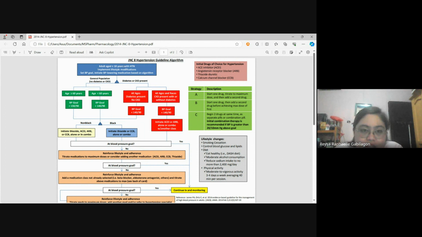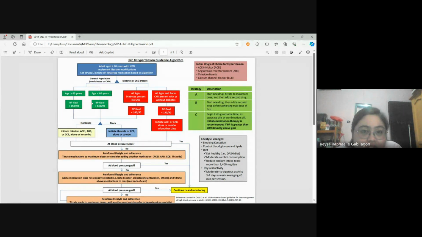So please take note here, number one, before we decide what medication are we going to give, implement lifestyle modification. And in this guideline, there will be setting of the BP or the blood pressure goals for our patient. So nahati ito sa dalawa. We have here the general population, and this means the patient has no diabetes or has no chronic kidney failure. On the other side, yung naka-red naman, if merong concomitant diabetes or CKD yung ating patient.